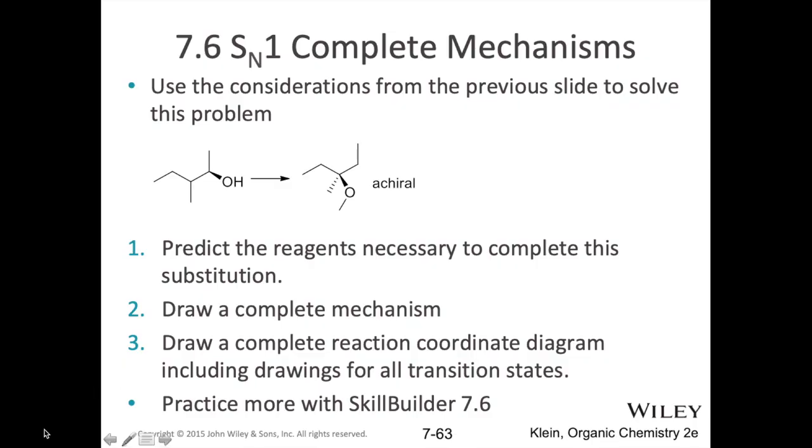So here, we have this starting alcohol, and we go on to make this ether as our product. Now, note that this resulting product is achiral. Okay, so we've got two ethyl groups here. So in terms of determining whether stereochemistry is inverted or not, it's actually kind of hard to tell. Okay, so maybe don't use that alone to determine whether this was an SN1 or SN2 mechanism. Okay, but in general, see if you can predict what reagents you'd use to make this reaction possible.